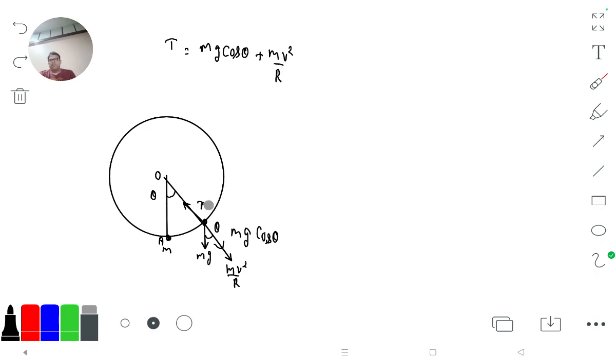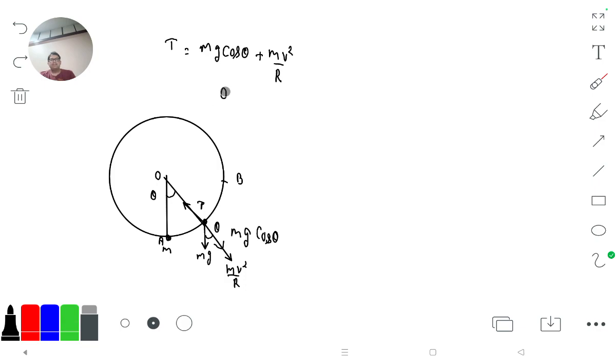Now whenever we move from point A to point B, suppose this is point B, in this particular quadrant what will happen to the theta? As we move from A to B, theta increases.